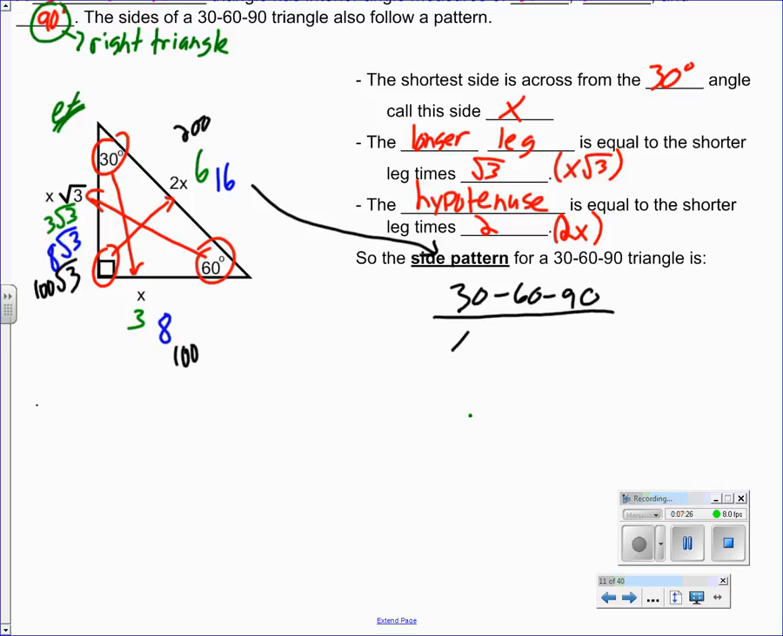So across from the 30 we have x, across from the 60 we have x square root 3, and across from the 90 we have 2x. And again, these line up. So across from the 30 is the shortest side, across from the 60 is x square root 3, and across from the 90, the hypotenuse, is 2 times the shortest side. Or to make it easier, we can think of it as 1, square root 3, and 2. They'll always have that same ratio. Always follow that pattern.